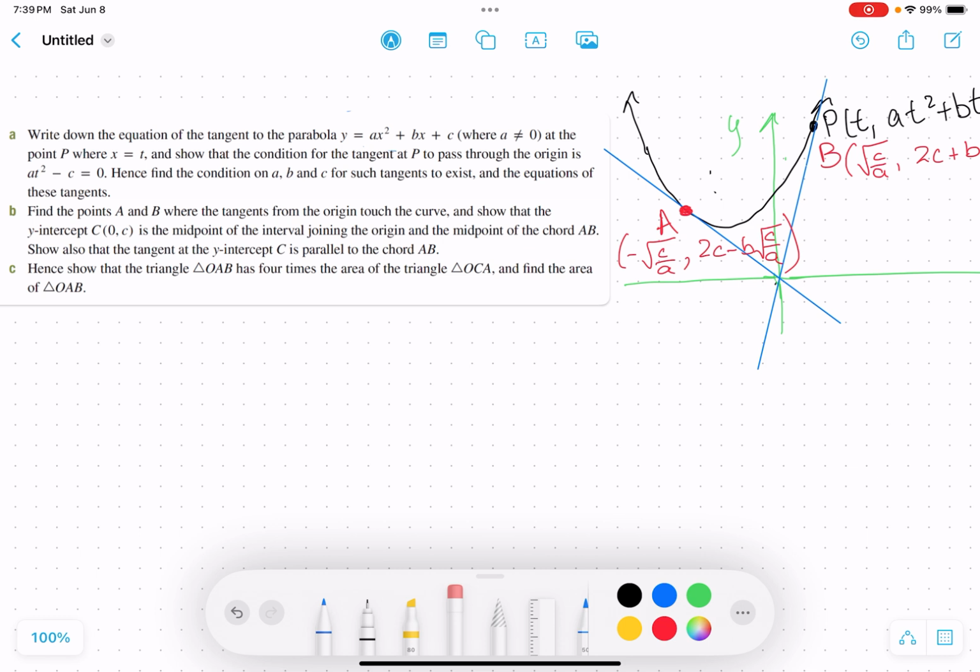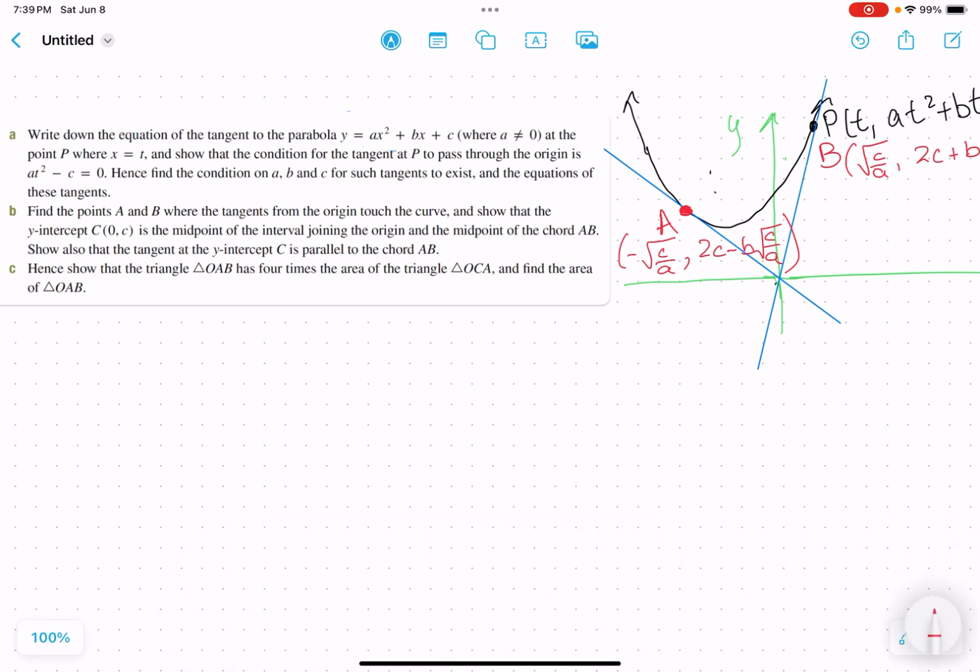All right, so it's talking about the chord AB. So let's pop a chord AB in. Okay, here's our chord AB. And so apparently the midpoint is here. I haven't drawn it to scale. Now, the midpoint of AB is the average of our x's. So you can see we've got root c on A plus minus root c on A. So that's 0, and 0 divided by 2 is 0. So it's definitely on the y-axis, this midpoint.